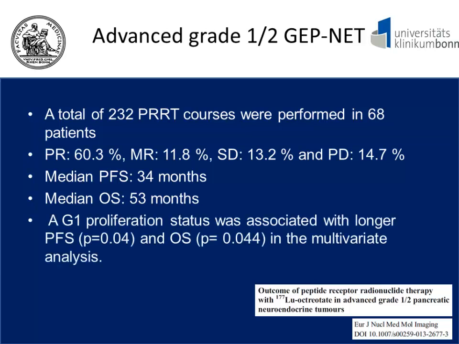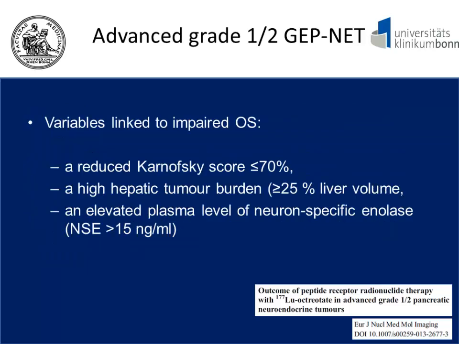And a G1, grade 1 proliferation status was associated with longer progression-free survival and overall survival in the multivariate analysis. And the variables linked to impaired overall survival were a reduced Karnofsky score prior to first therapy, a high hepatic tumor burden, more than 25%, and an elevated plasma level of NSE, more than 15.